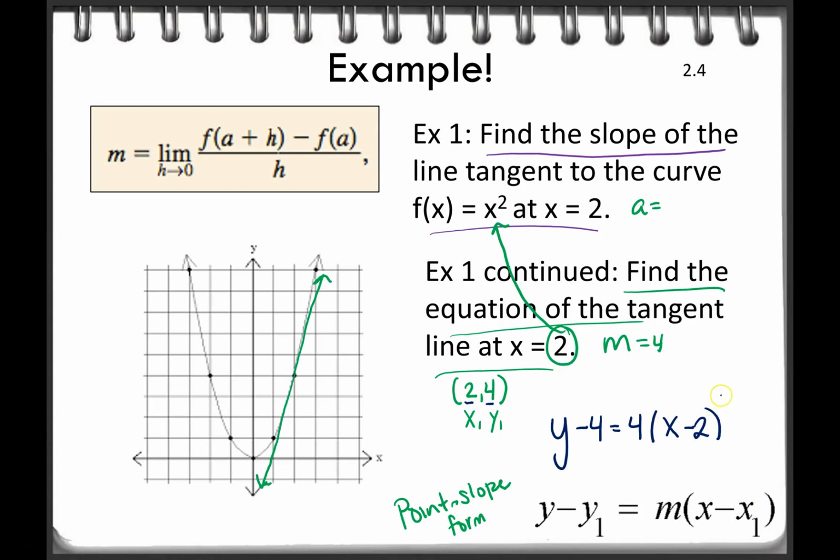You certainly could multiply through, distribute, and then get y equals mx plus b, and see that you get the same answer if you were to graph it. But I want you to leave it in point slope form.